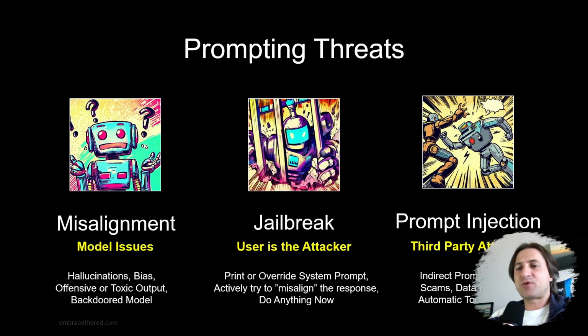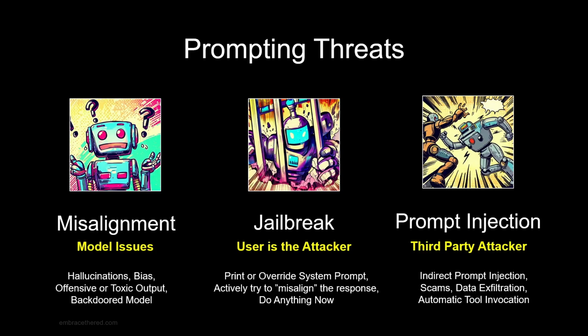But let's talk about prompting and the prompting threats, and how I classify these prompting attacks. At the first stage, because I'm a red teamer or a penetration tester, I look at it from who is the attacker. In the very first scenario, there's a model issue. The model is just bad. It's misaligned. It might hallucinate a lot. It might have bias, a lot of maybe bad training data. So it talks toxic or creates offensive output or is backdoored.